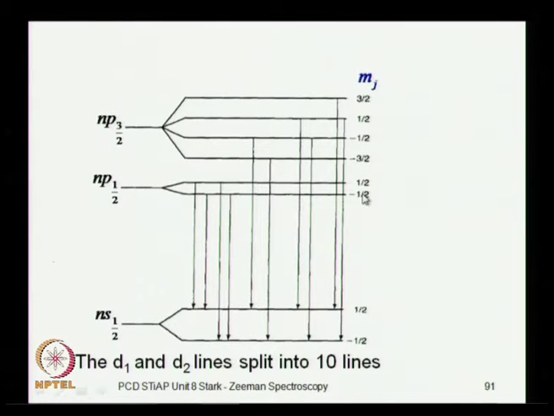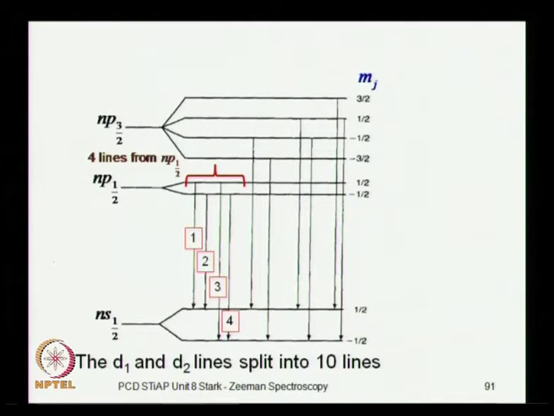splits into these 2, which correspond to Mj equal to -1/2 and +1/2, and likewise the Ns 1/2 level splits into these 2 corresponding to Mj equal to +1/2 and Mj equal to -1/2, and the D1 D2 lines split into 10 lines. So what were originally only 2 lines now will show up as 10 lines.